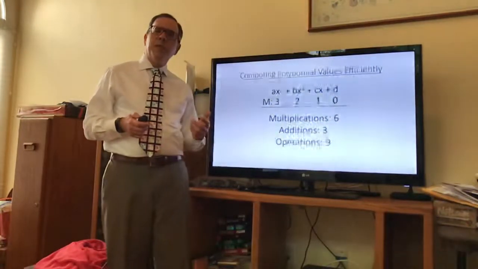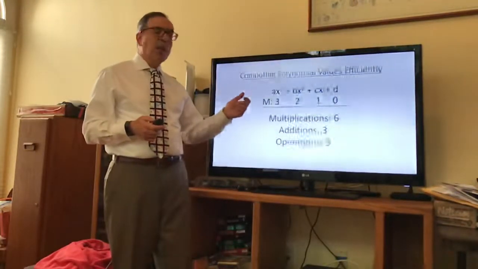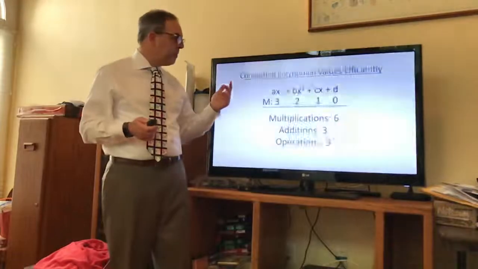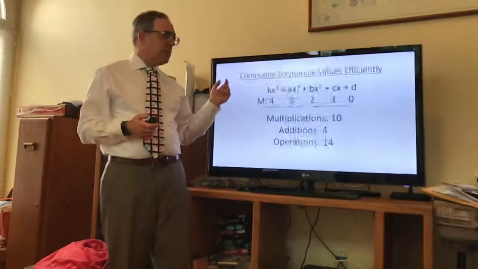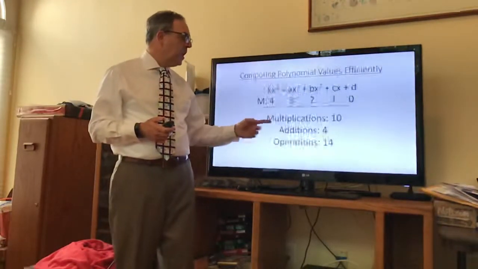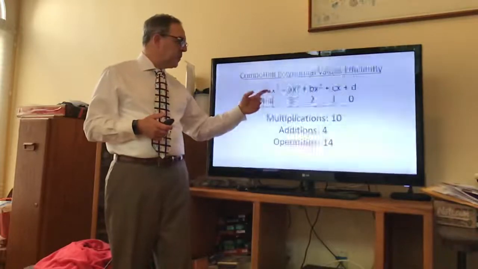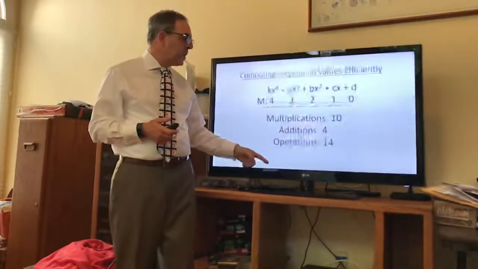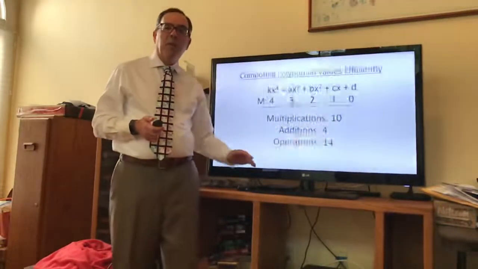How many more operations do we have if we make the polynomial larger? Well, let's see. If we add a 4th power term, constant k times x to the 4th, that will, as we've discussed, bring us 4 multiplications and 1 more addition. So a total of 14 operations.